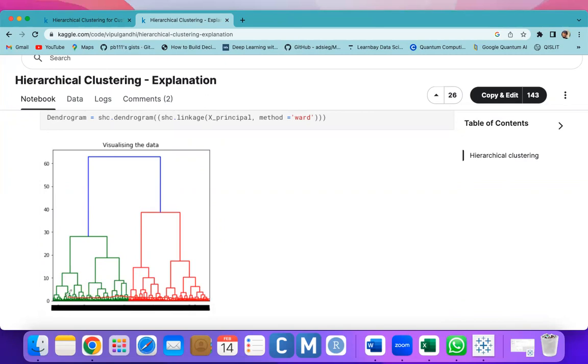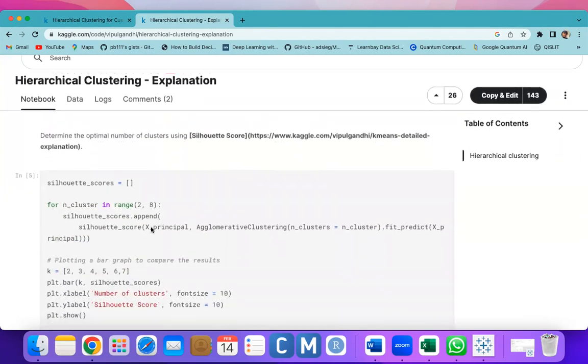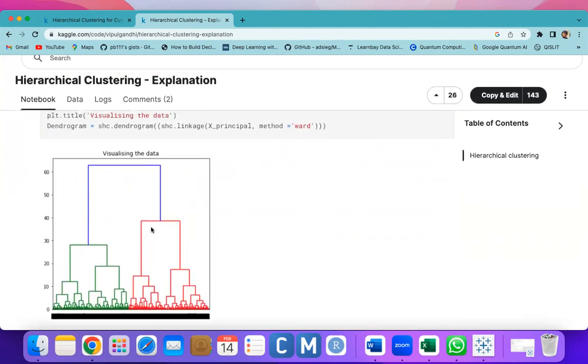See, this is one level, and 2, and 3, 4, okay, 6. We have different groups, right? 1, 2, 3, 4, 5, 6, or else 2 or 3 groups. You can mention as you like. So this is the way you can implement the dendrogram.